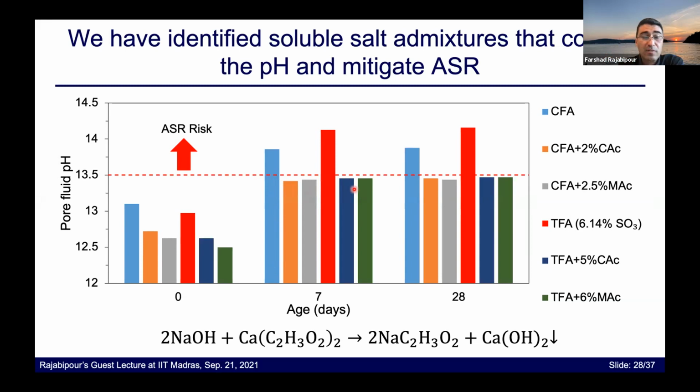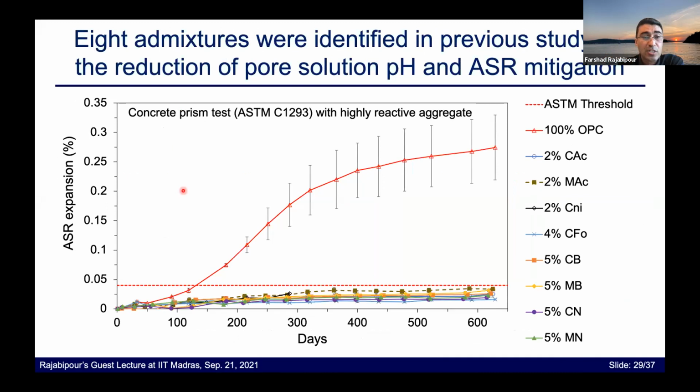Now, if you say, well, this is nice, but I want to see an actual proof of ASR mitigation, here's that proof. These are some ASTM C1293 data, which show concrete prism test ASR expansion with a rather highly reactive aggregate, which is very highly expansive. And then when we add these pH controlling admixtures, we could essentially reduce ASR to below the failure threshold of ASTM, so to the safe levels.